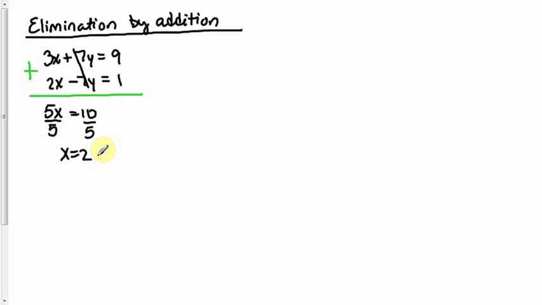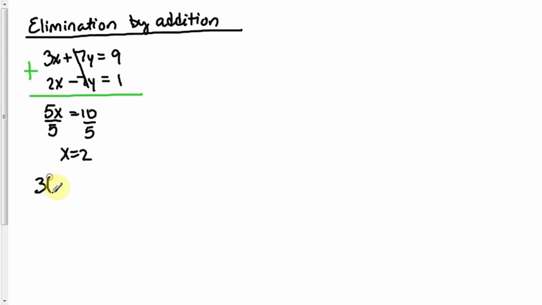Now you're going to take that value and you're going to substitute it back into one of the original equations, whichever one looks the friendliest to you. It does not matter. They're a system. So I can put 2 in the first one or the second one, and I'm going to get the same y no matter what. I like to work with the one that doesn't have any negatives in it if that's an option. So I'm going to put it in the first one.